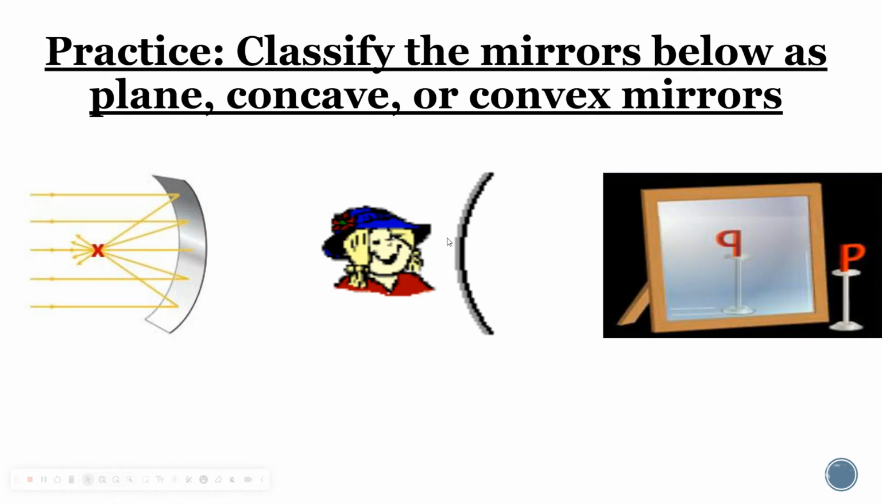So let's try to classify mirrors based on types, based on the previous slide. You can pause the video and try it yourself. So this first one here should be a concave mirror. The second one here, curving outward, should be a convex mirror. And this one is simply a flat mirror, so we call it a plane mirror.